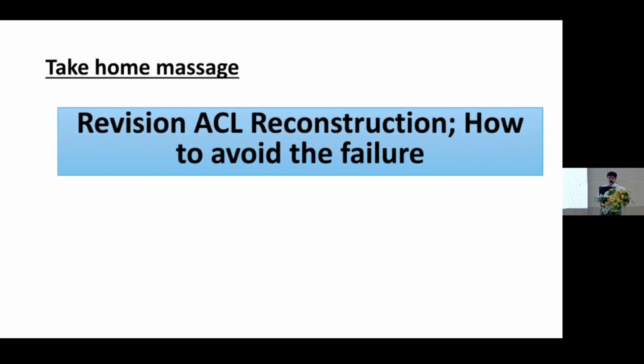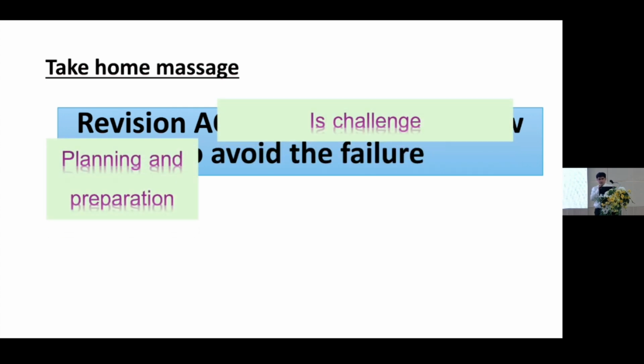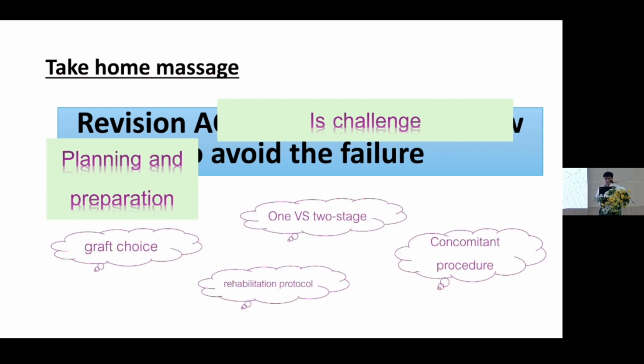So the last thing, the take-home message. I would like to come back to the name of our topic, revision ACL reconstruction, how to avoid the failure. I would like to put that revision is always a challenge, and planning and preparation is the way to avoid the failure. The planning and preparation is the planning for the graft choice, for the stage, for the rehab protocol and concomitant procedure. Thank you.